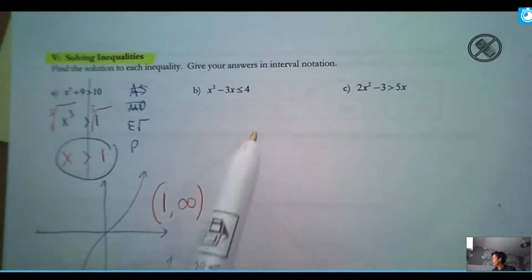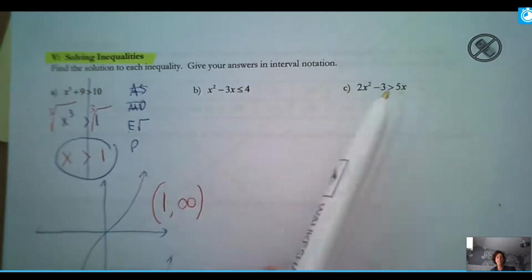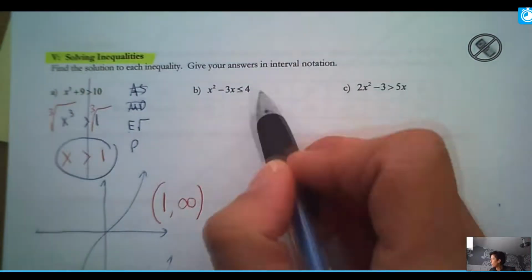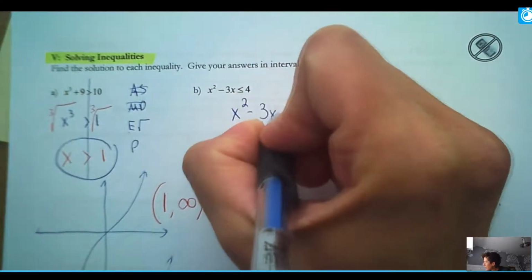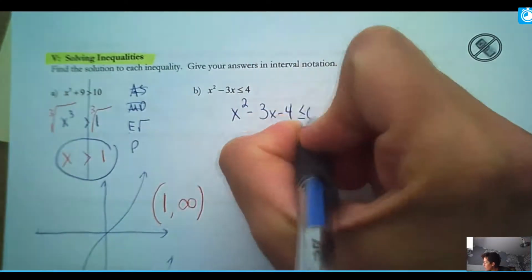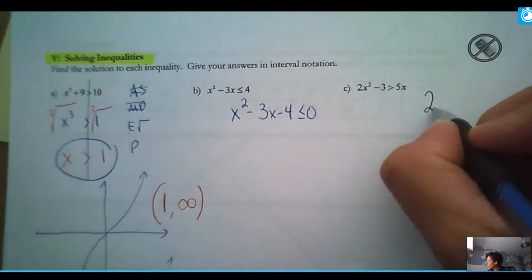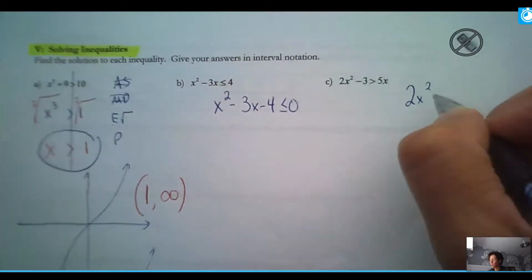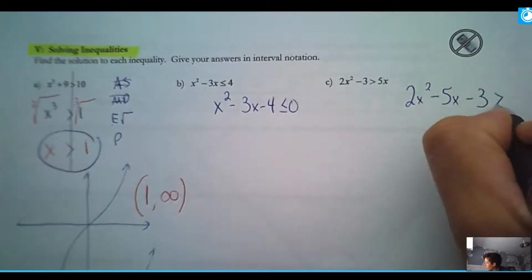So in the other problems, what I'll need to do to solve these is get these into standard form, because I want them to have 0 on one side of the inequality. So for this one, I'm just going to subtract 4 over. And I'll go ahead and get this one set up. On this one, I'm going to subtract the 5x, but I want it to be in standard form, which means the x squared term is first. Then I'll subtract 5x, subtracting 3.